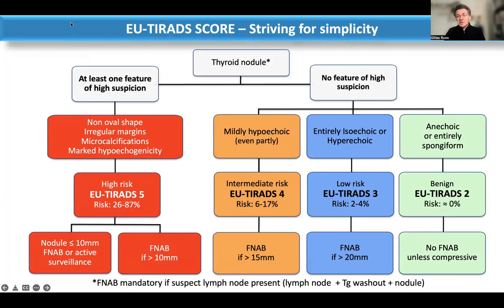The EU-TIRADS score, its main aim has been striving for simplicity so as to encourage people to use it and to use it easily. So look for features of high suspicion, FNA always if a nodule measures more than 10 millimeters, and discuss other options up to 10 millimeters. If there are no features of high suspicion, the system is dependent on the echogenicity of this solid part, and you will perform the FNA above 15 millimeters for EU-TIRADS 4, 20 for EU-TIRADS 3, no FNA for EU-TIRADS 2 unless they are compressive.